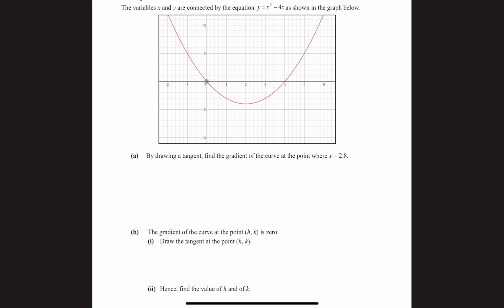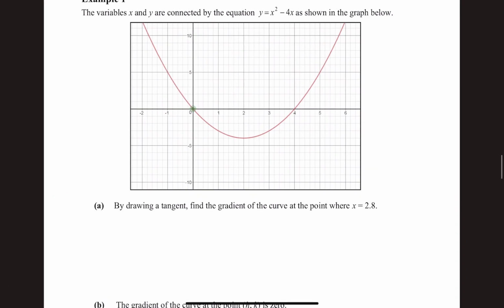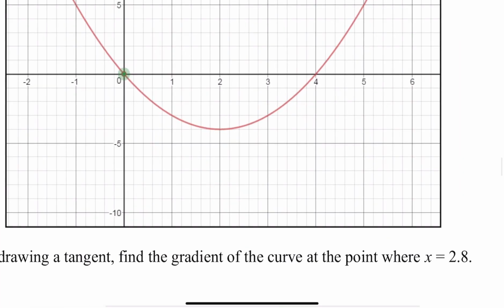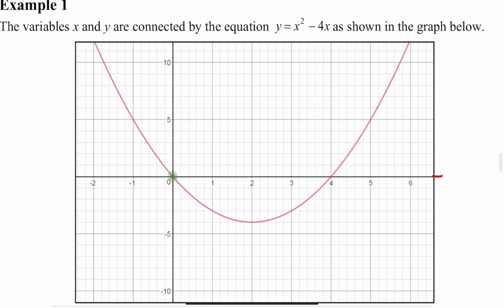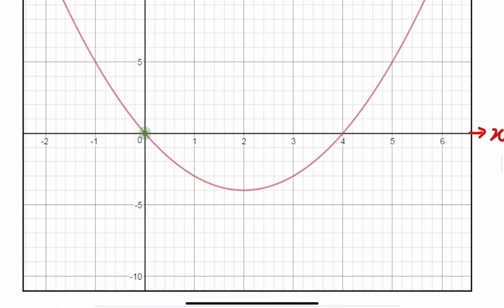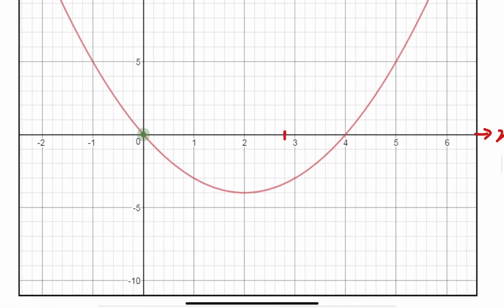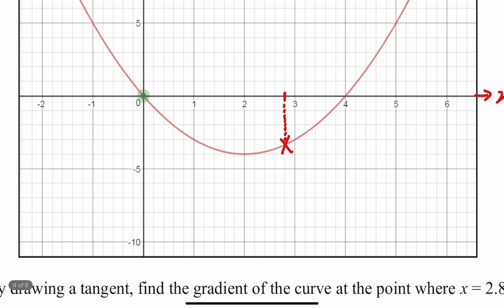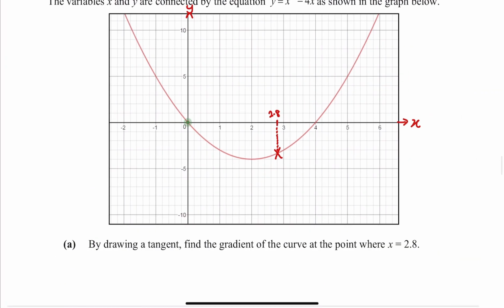Okay, part A, by drawing a tangent, find the gradient of the curve at the point where x is equal to 2.8. So if I look at the graph, when x is 2.8, I hope you can recognize that this horizontal line is your x-axis, the vertical line is your y-axis, and x equals 2.8 is along this point here. Therefore, if I draw a dotted line down on this graph, this is the point x equals 2.8. Okay, this is 2.8. So how do I draw a tangent?